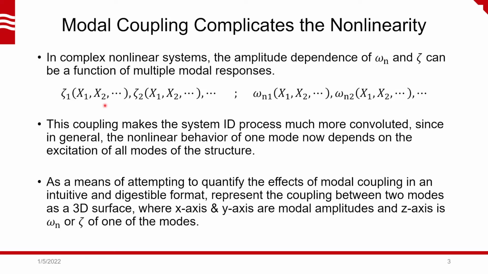So, as a means of attempting to quantify and model the effects of modal coupling in an intuitive and digestible format, what I have to show here is a demonstration of how you can represent the coupling between two modes as a 3D surface, where the x and y axes are the modal amplitudes of two different modes, and the z-axis is the quasi-linear natural frequency or damping ratio of one of those modes. This should make it easier to visually see how much of an effect the modes have on one another, so how much they couple, and also quantify that coupling at the same time.